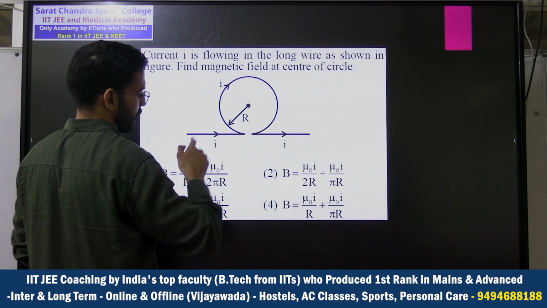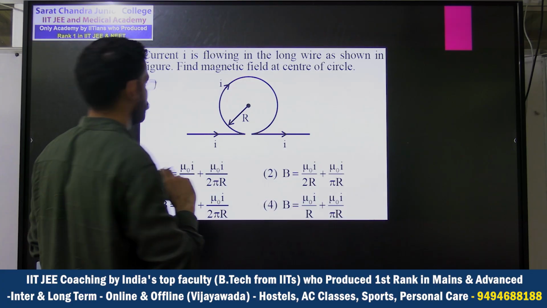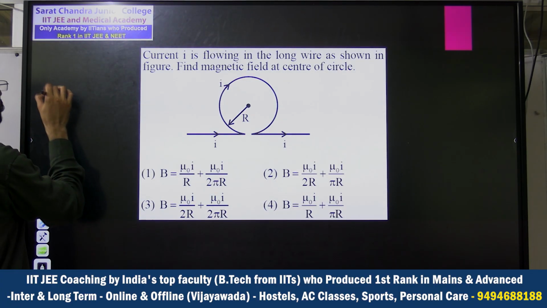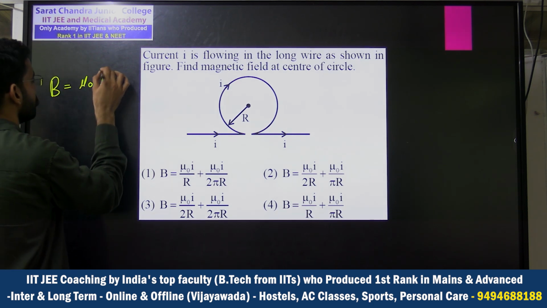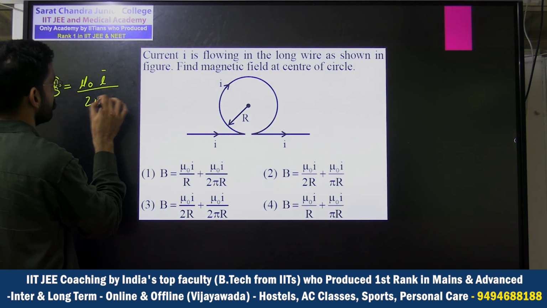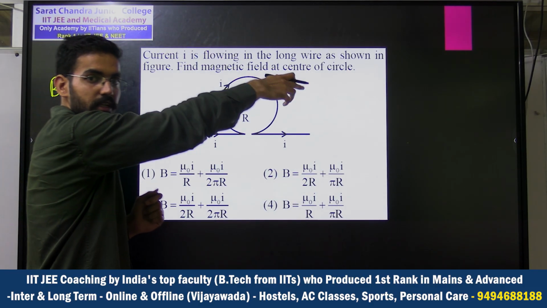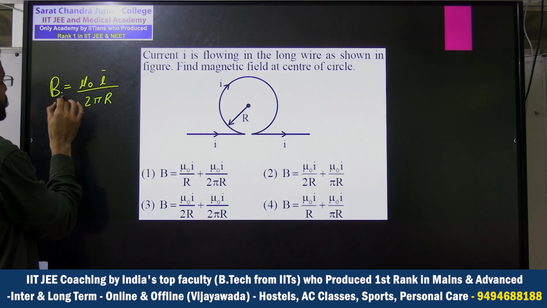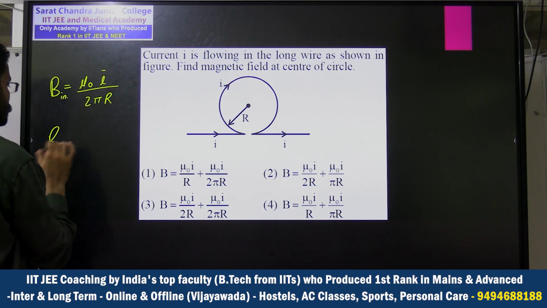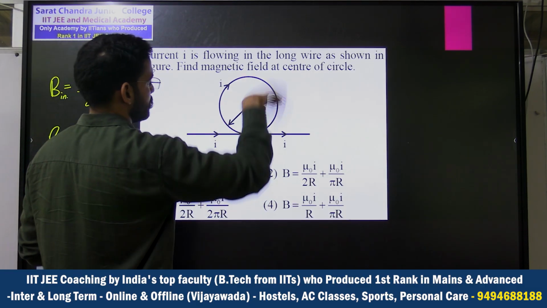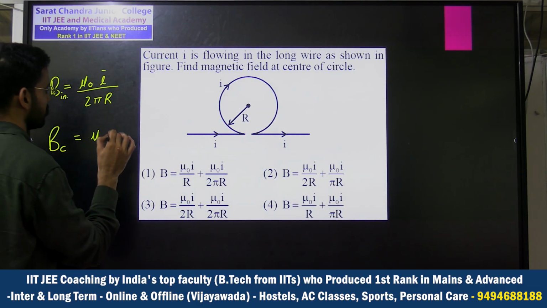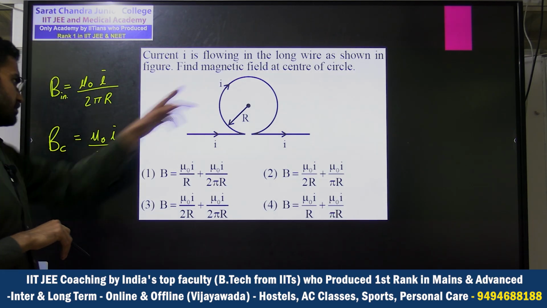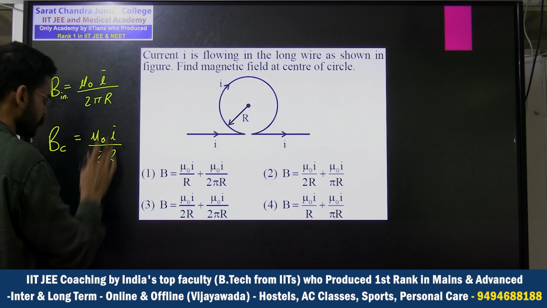Now, by this infinite wire, how much will be the magnetic field at a distance r? B will be mu naught I by 2 pi r, right? With 4 pi r, sin theta 1 plus sin theta 2, that is 1, 1, 2, so the 2 cancels out. This is the value by the infinite wire. And by this circular loop, how much will it be? Mu naught I by 2r, correct? Theta by 2 pi gives 1. Mu naught I by 2r.